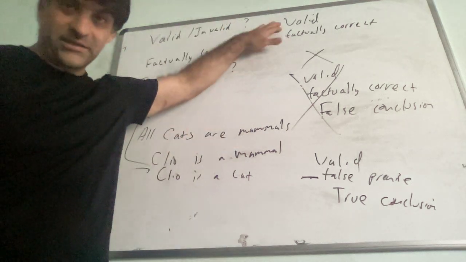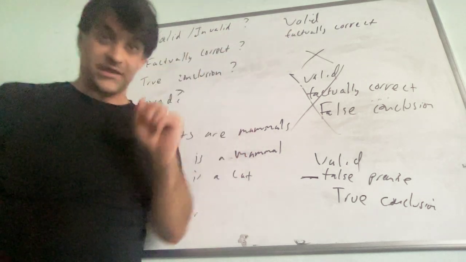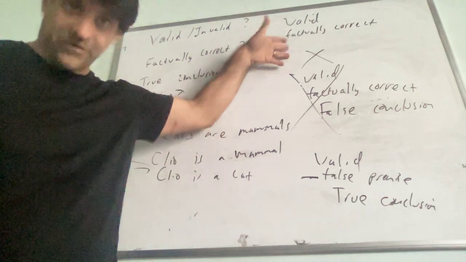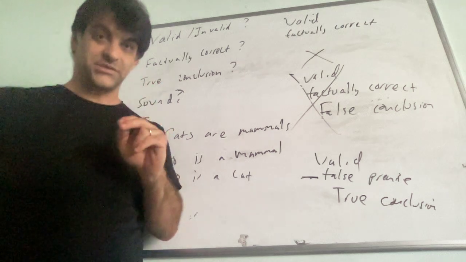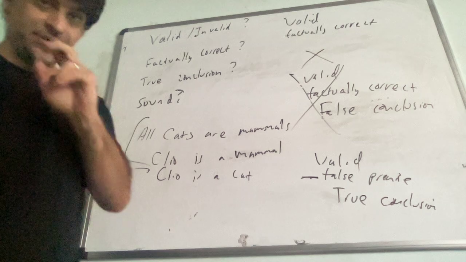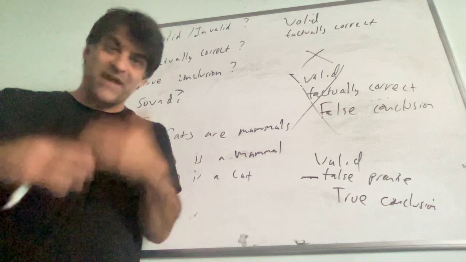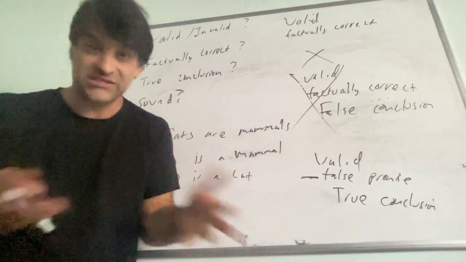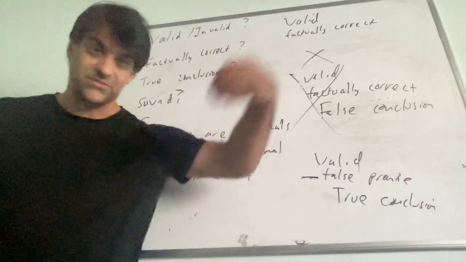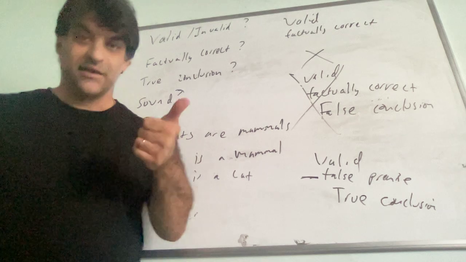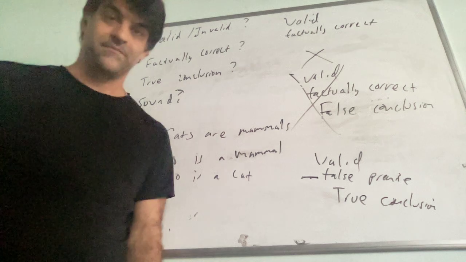Sound requires valid and factually correct. If you have those two together, you're guaranteed a true conclusion. We call the two together sound. A valid argument with all true premises. Those two together we call sound. Okay? And that's kind of the gold standard when we're making arguments to try to deduce true conclusions. We want to use true statements and lead to true conclusions. All cats are mammals. Cleo is a cat, so Cleo is a mammal. Valid deduction with true premises. The conclusion also must be true.